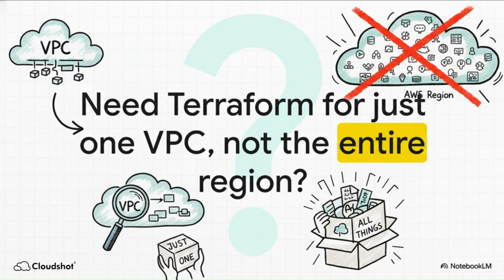So let's paint a picture. It's a classic situation, right? You just need to replicate a single VPC for a new environment. But what happens? Your export tool goes and generates Terraform for the entire AWS region. It's the definition of overkill, and honestly, we can do better.